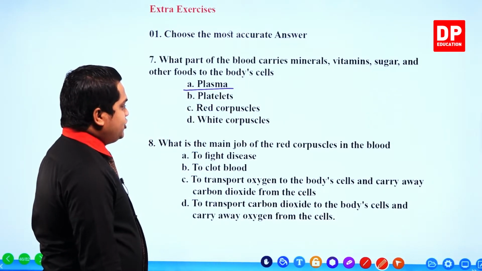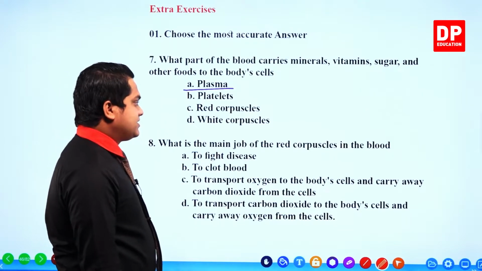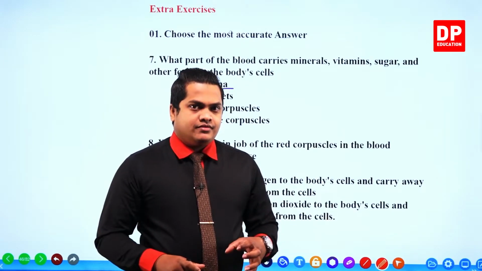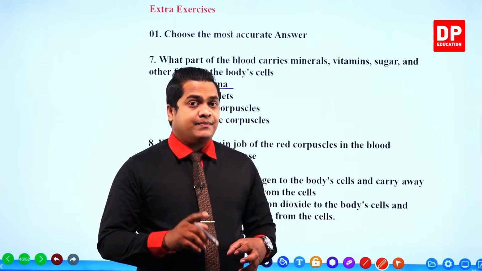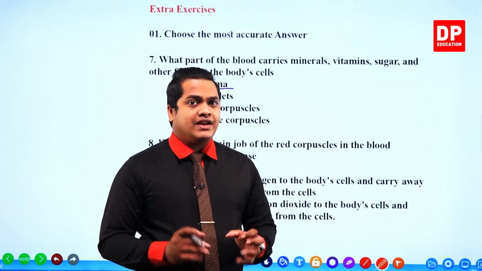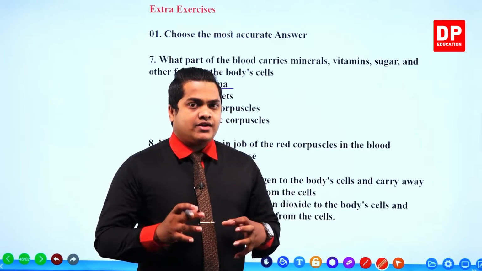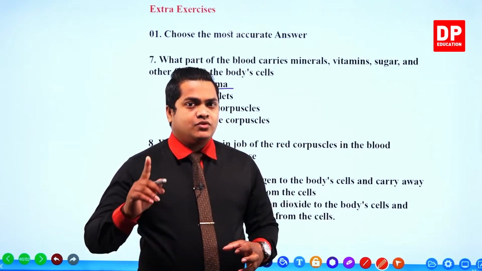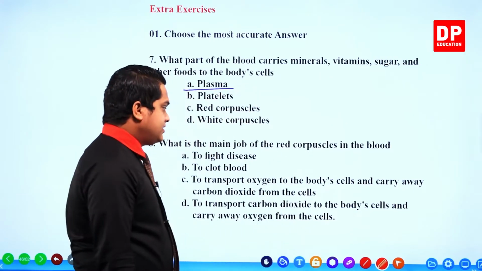What is the main job of the red corpuscles in the blood? So red blood cells or red corpuscles bind oxygen, right? They contain a pigment called hemoglobin, and hemoglobin helps in binding oxygen gas. So red blood corpuscles bind oxygen and help to transport oxygen within the body. So let's go for the answers.